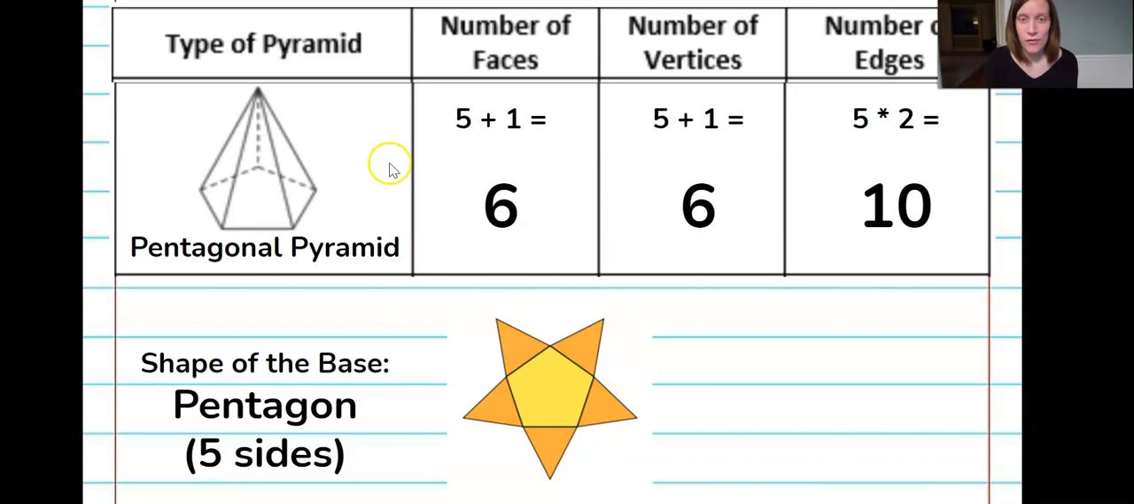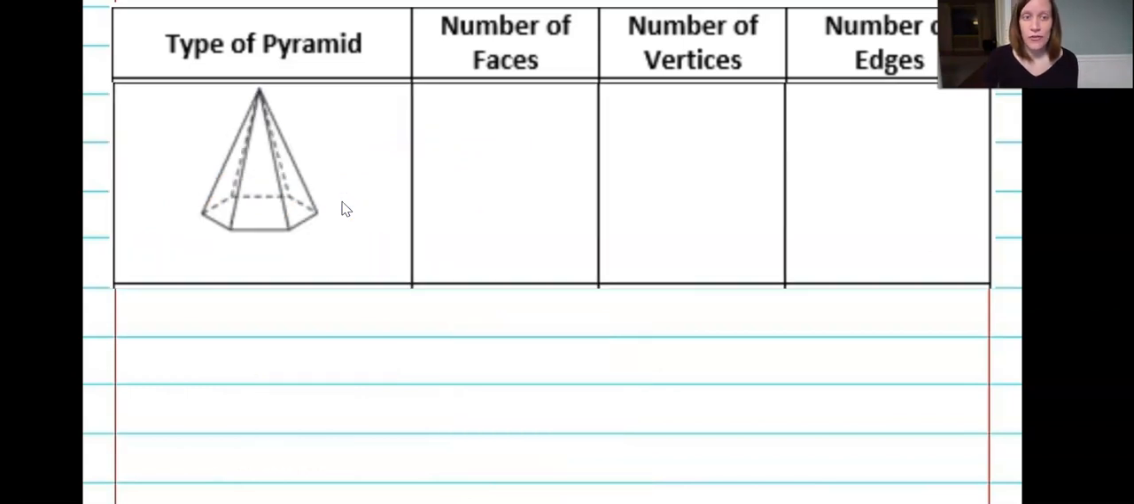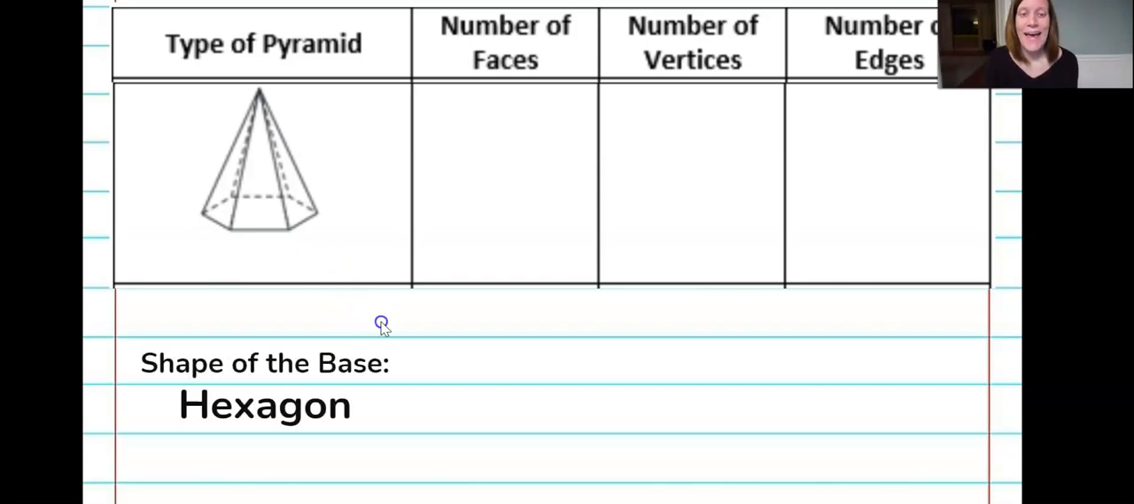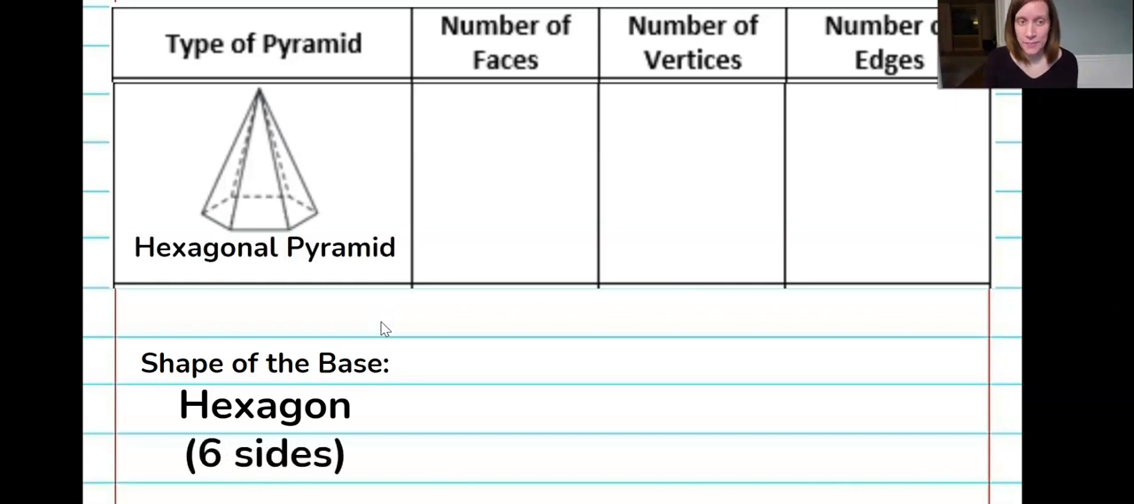Okay, make sure you have all of this written, the equations, the final number, the name, and then we're going to do our next one. So again, in order to figure out what shape this is, I look for the bases. It only has 1 base, so I know it's a pyramid. And that base has 1, 2, 3, 4, 5, 6 sides. A hexagon has 6 sides, so this is a hexagonal pyramid.